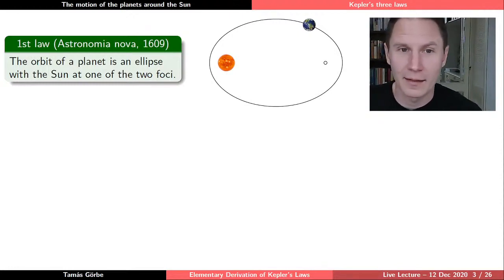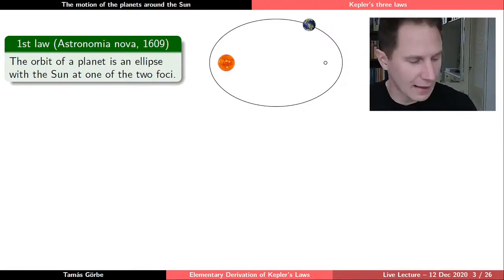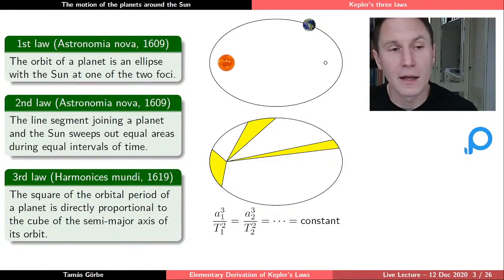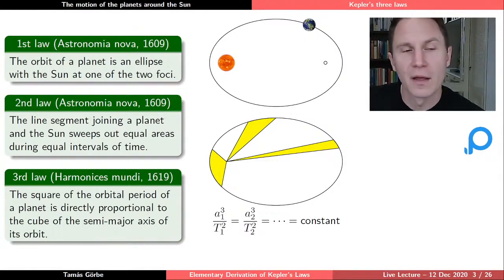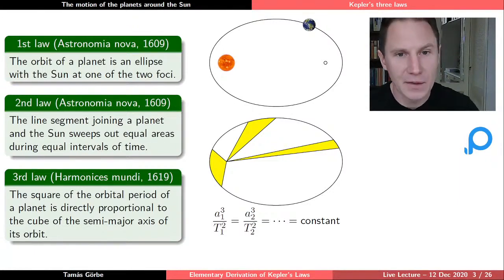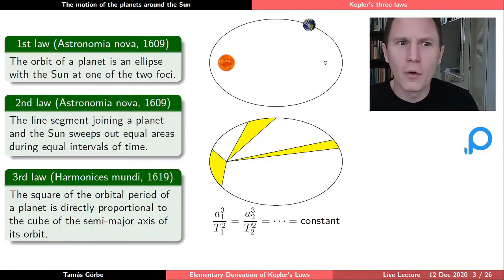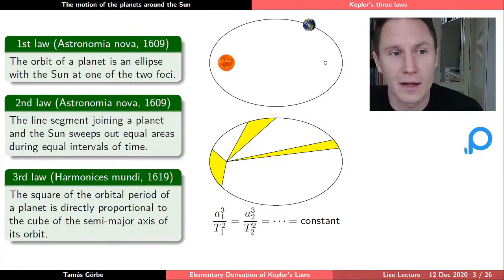So Tycho Brahe had the best data in the early 17th century, and Kepler inherited all this data, and from it he was able to come up with these 3 laws of planetary motion. The first 2 laws he published in Astronomia Nova in 1609, and the third law he published in Harmonices Mundi in 1619. I'm sure you have all heard about these laws of planetary motion, but let me just quickly go through them.